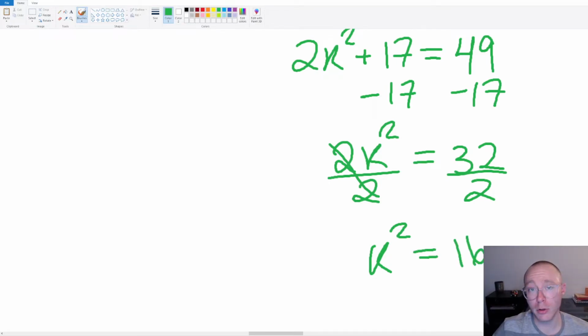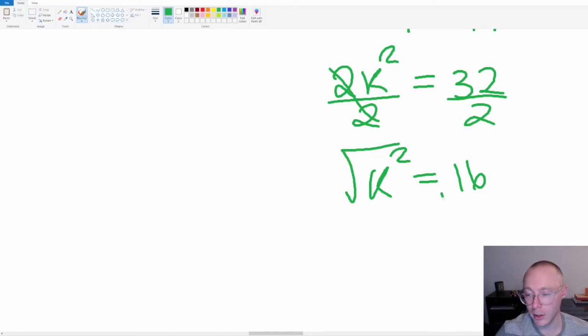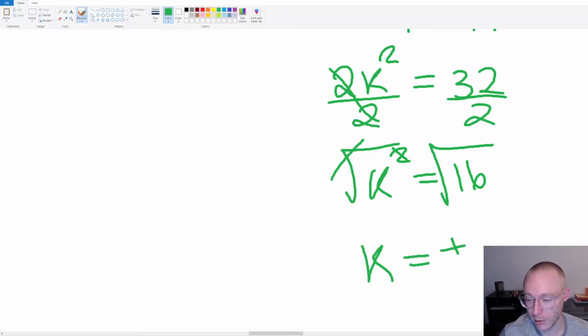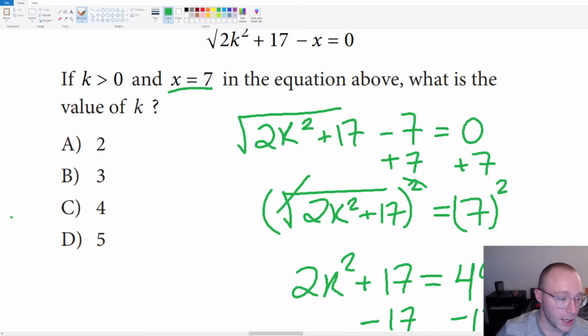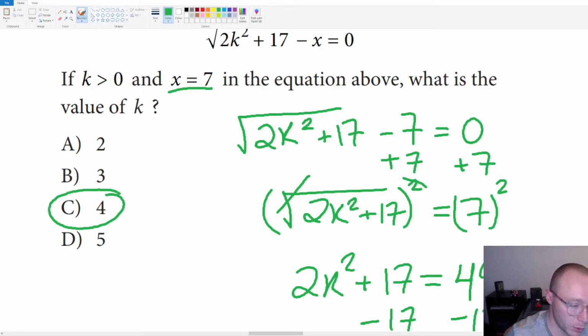And then it's just a matter of taking the square root of both sides. You're going to get the square root canceling out the squared, leaving you with k equals positive or negative 4. And this will be on our list of answers, right? This is choice C. We're going to take that positive 4. And that's pretty much it for this question.